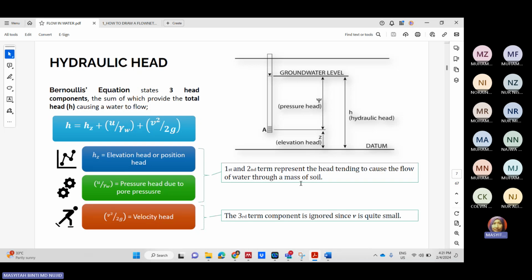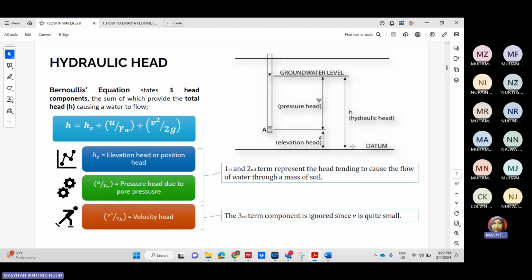So first and second term represent the head tending to cause the flow of water through a mass of soil. Kemudian term number 3 is a component that we ignore since the velocity is quite small. So kalau kata velocity U ataupun halaju antara water level dalam borehole 1, borehole 2 tu rendah, so kita boleh abaikan term yang number 3.